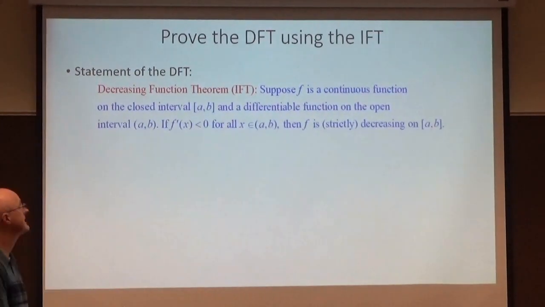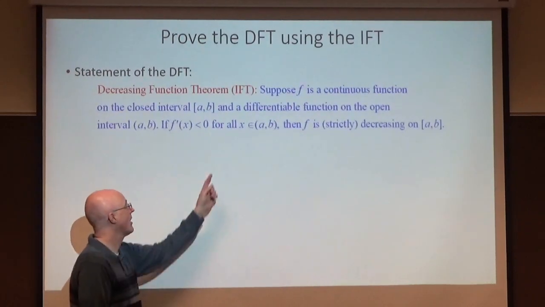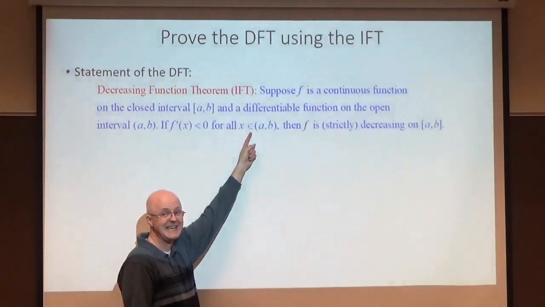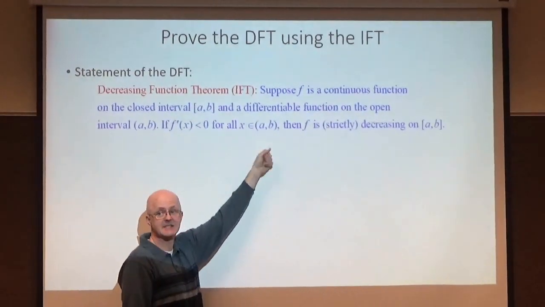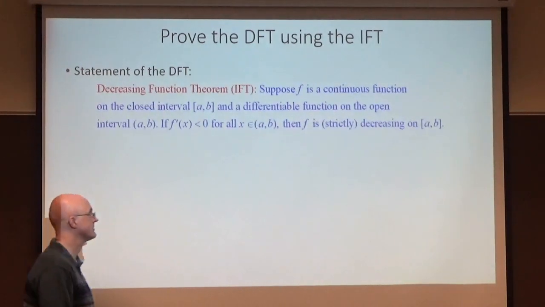Suppose little f is continuous on a closed interval from A to B and differentiable on the open interval from A to B. If the derivative is always negative for all x in the interval from A to B, again, this symbol means is an element of or is in. This means x is strictly between A and B. Then f is strictly decreasing on the closed interval.